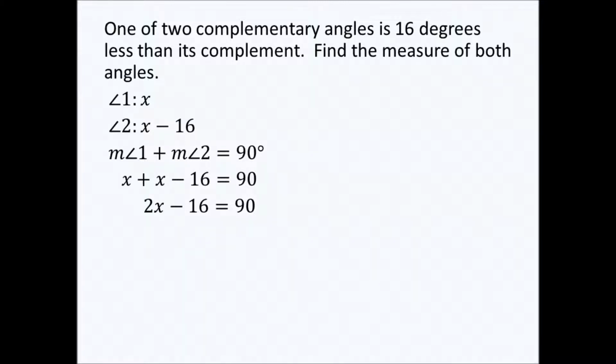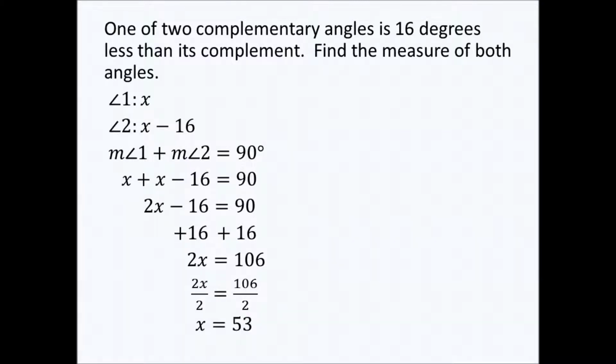The next step is to add 16 to both sides. 90 plus 16 equals 106, so 2x equals 106. The next step is to divide both sides by 2. 2x divided by 2 equals 106 divided by 2. x equals 53. The next step is to substitute the 53 for x. And we're going to substitute again. 53 minus 16 equals 37. So the measures of the two angles are 53 and 37, and x equals 53.